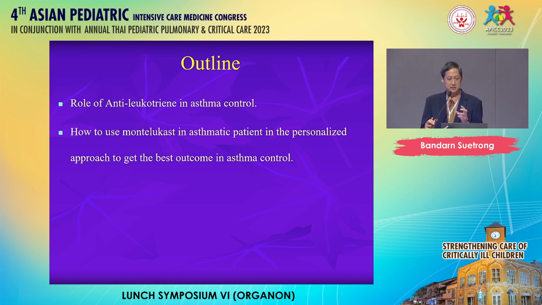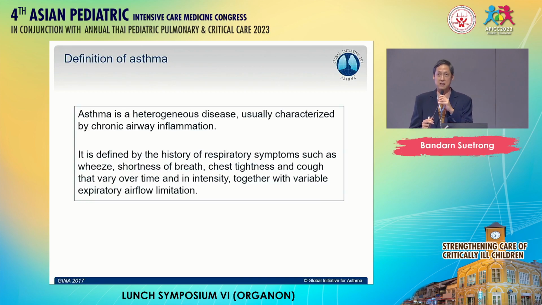I'm talking about the role of anti-leukotriene in asthma control. And I will focus on how to use montelukast in asthmatic patients in order to get their best outcome. And as we know now, asthma is not only a bronchoconstrictive airway anymore. It is a chronic airway inflammatory disease. So we have to use treatment to control the inflammation, not just a bronchodilator to dilate the airway anymore.